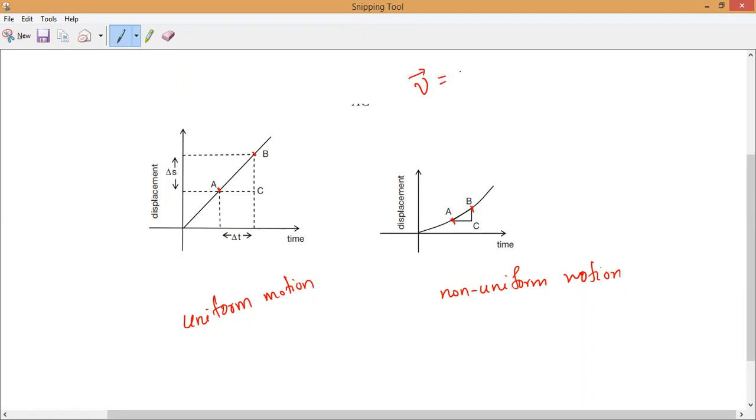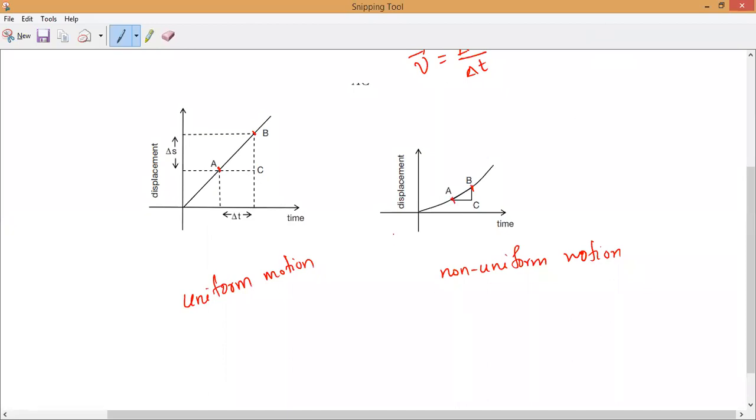Arun Kailas, what is instantaneous velocity? Delta S by delta T. Delta S divided by delta T. Is it yes or no? Very good. So now, delta S divided by delta T.